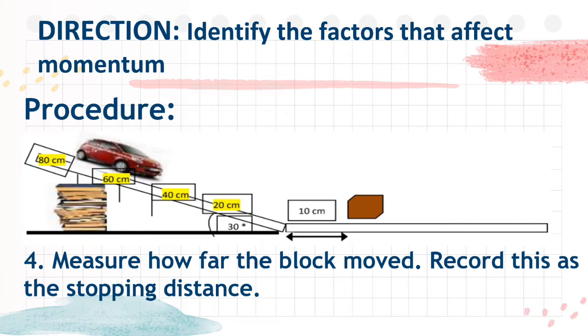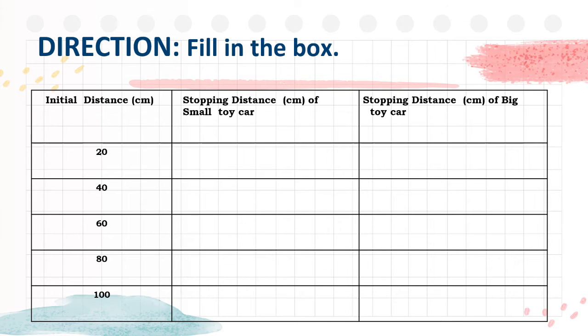Fourth procedure, measure how far the block moves. Then, record this as the stopping distance. For this activity, the direction: fill in the box. Initial distance, centimeter, then stopping distance, centimeter, of the small toy car. Then lastly, the stopping distance, centimeter, of the big toy car.